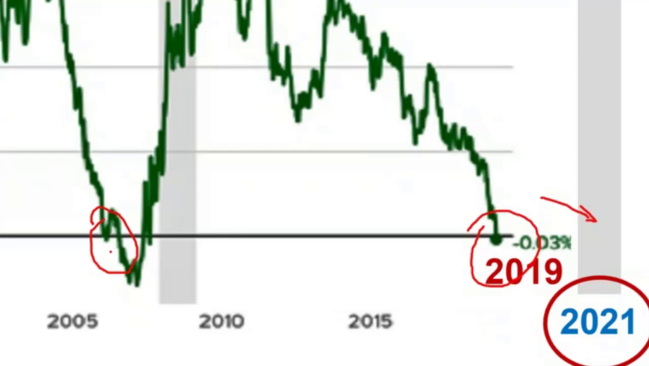I want to ask you something. If you could go back in time, and you saw this back in 2006, 2007, would you be bearish on the stock market? Would you still be bullish on the stock market? I would. Well, I didn't actually.